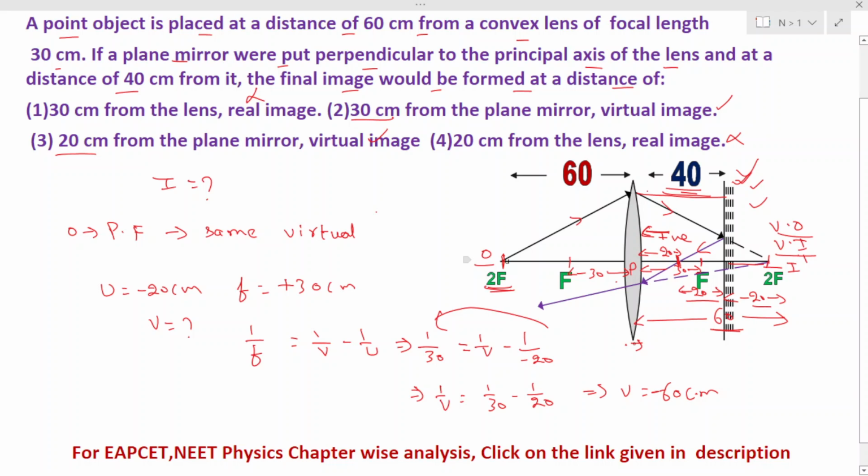That means from here the image is formed at a distance of 60 centimeters from the convex lens, which is nothing but our 2f point. That is, the final image I double dash is again formed at 2f. Okay, so now we know that this entire distance is 40 centimeters, and this entire distance is 60 centimeters. Okay, then this distance will be 20 centimeters. That is, the final image is formed at a distance of 20 centimeters from the plane mirror. Okay, now let us move to our next question.